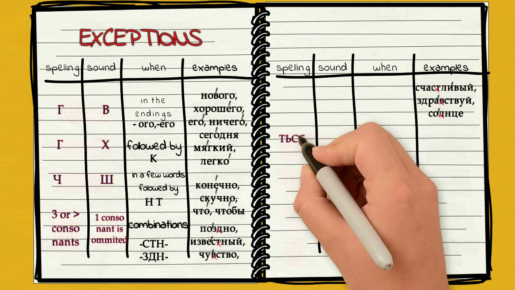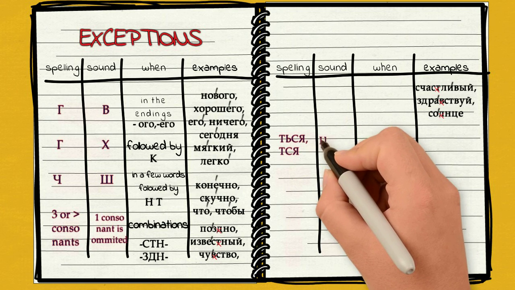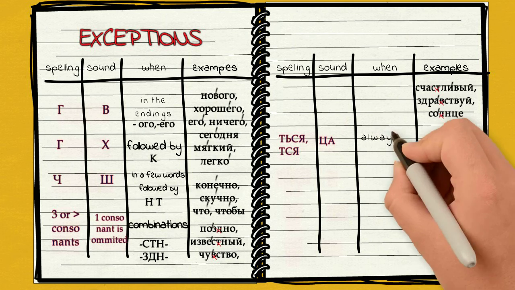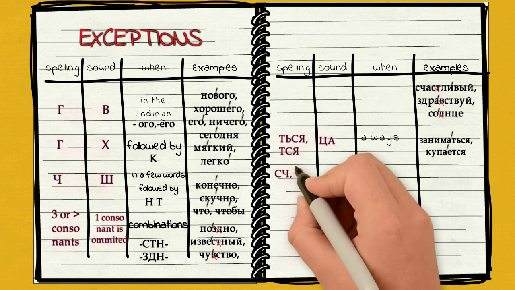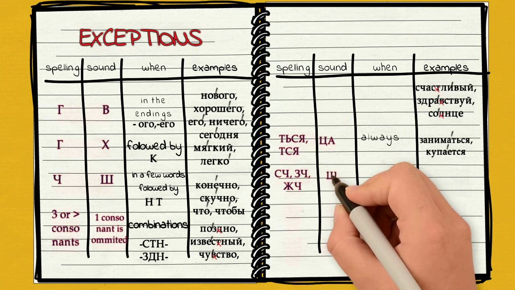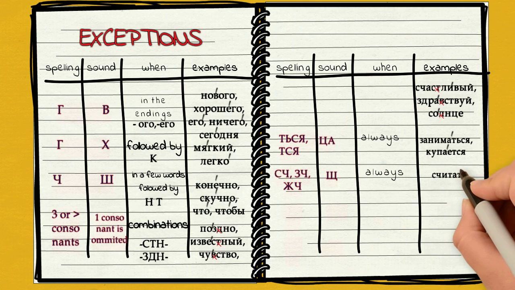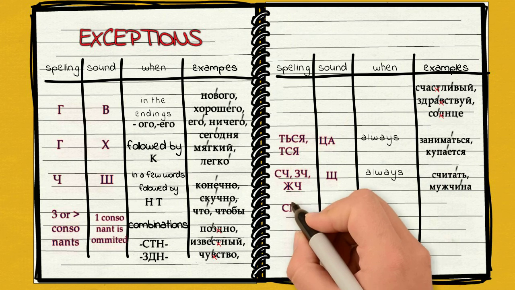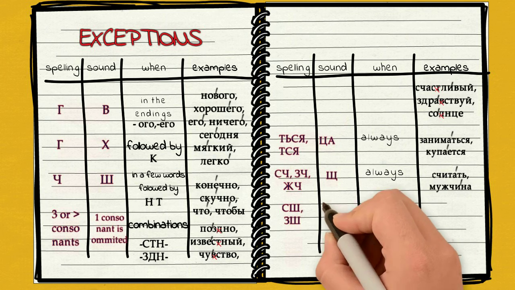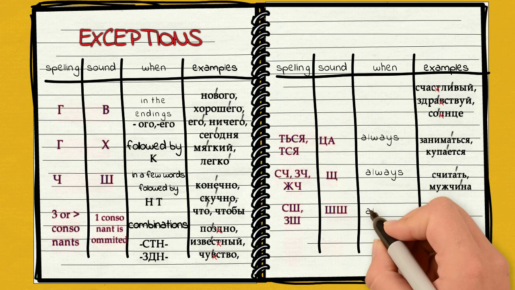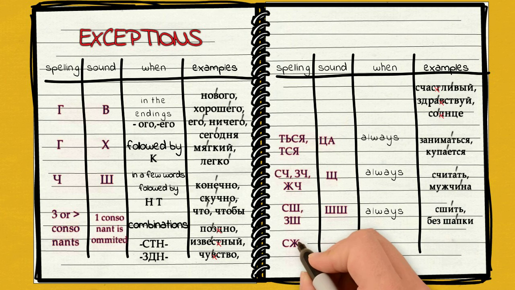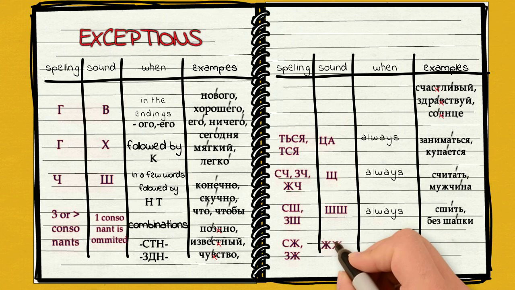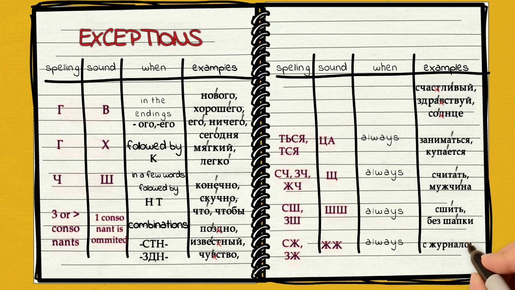ТЬСЯ, ТСЯ we pronounce as ца, always. Заниматься, купается. СЧ, ЗЧ and ЖЧ we pronounce as щ, always. Считать, мужчина. СШ, ЗШ always like ш, the long ш. Шить без шапки. СЖ, ЗЖ like long ж, always. С журналом, езжу.